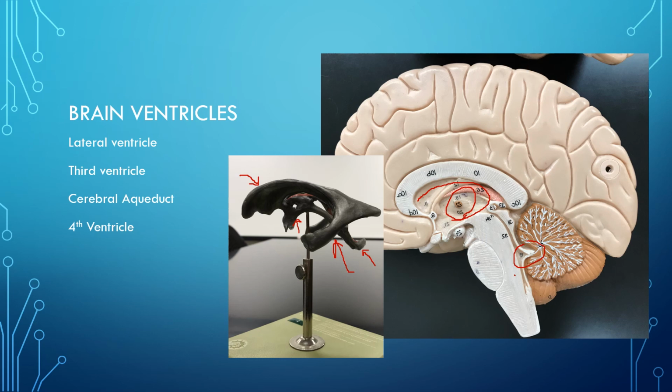Okay. The third ventricle around the thalamus and the fourth ventricle down here near the cerebellum are connected by a passageway that you can see right here. This is the cerebral aqueduct.